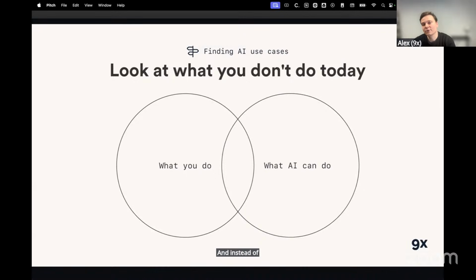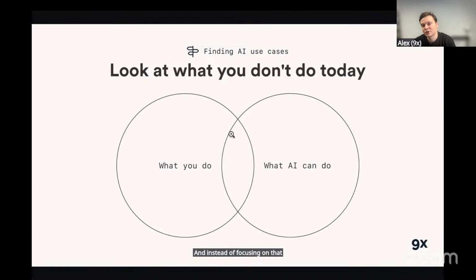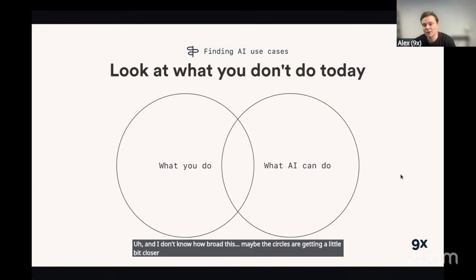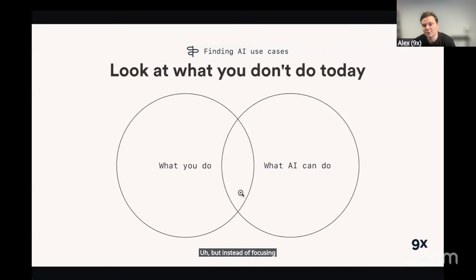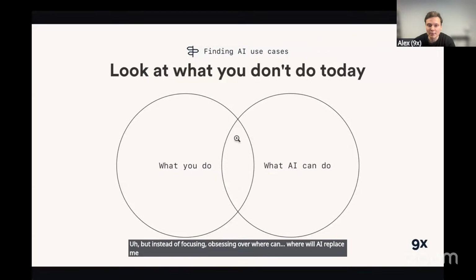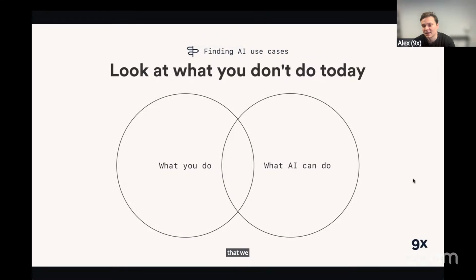And instead of focusing on that region here, and I don't know how broad this is, maybe the circles are getting a little bit closer year on year. But instead of obsessing over where will AI replace me and am I going to lose my job, why don't we look at everything AI can do that we anyways don't have the time to do?